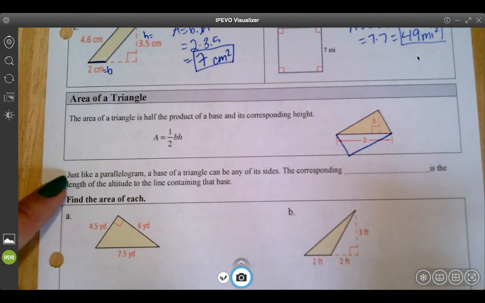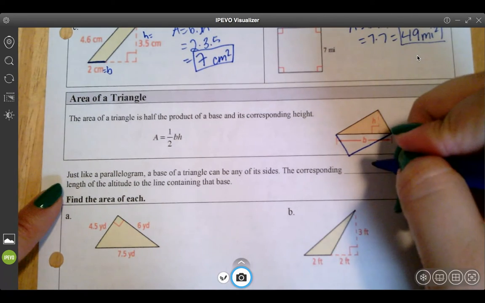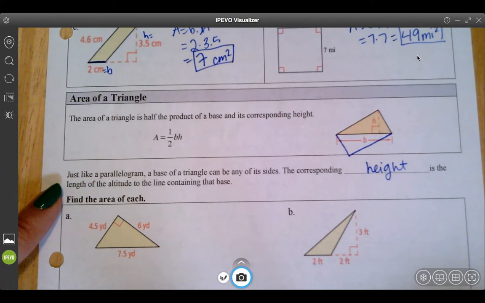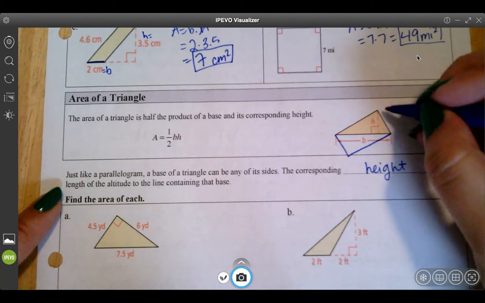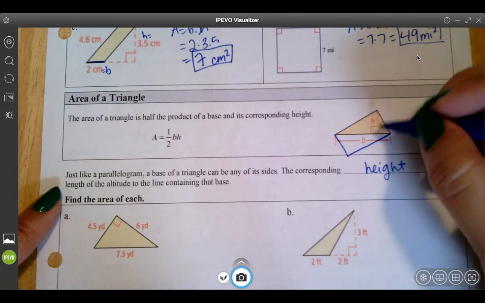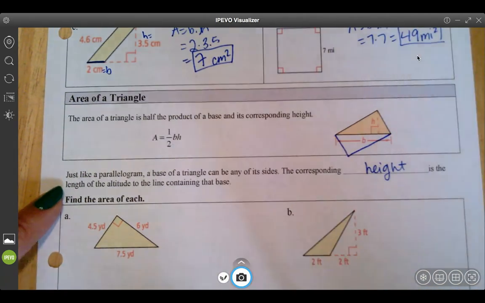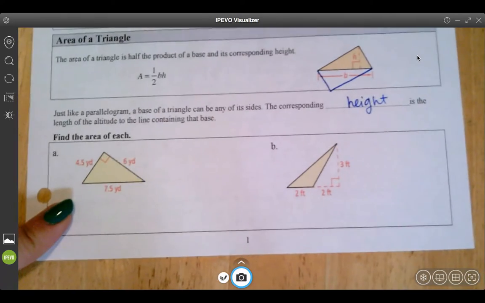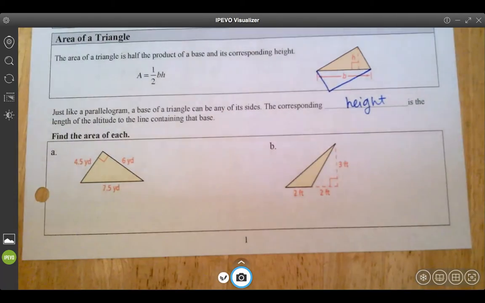Just like a parallelogram, the base of a triangle can be any of its sides. The corresponding height is the length of the altitude to the line containing the base. Okay, so again, altitude means that it's perpendicular to the base. The height has to be perpendicular to the base. Let's look at a couple of examples here. Again, I'm going to give you a chance to look through them, and then we'll do them together.